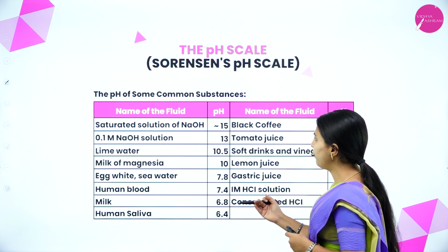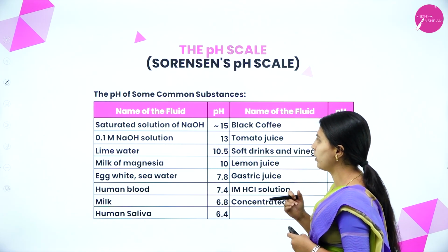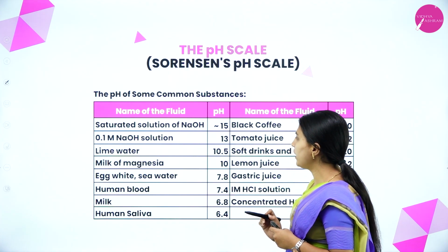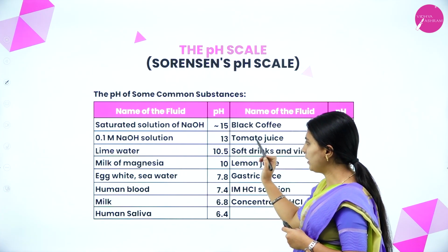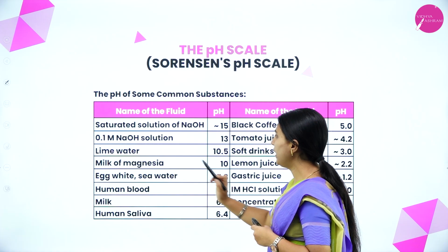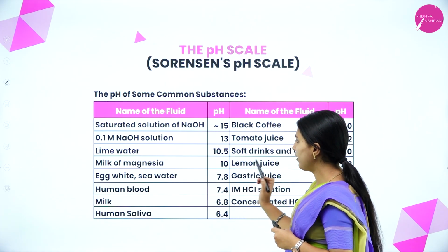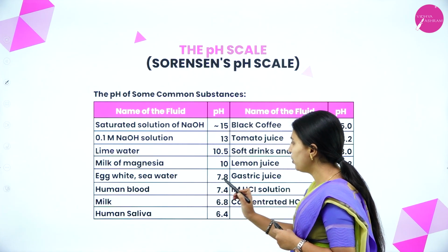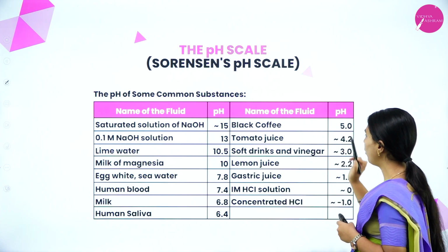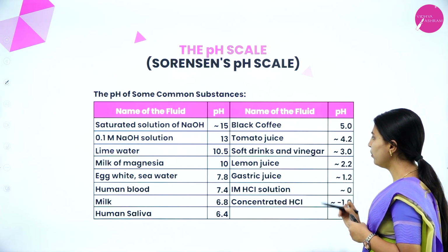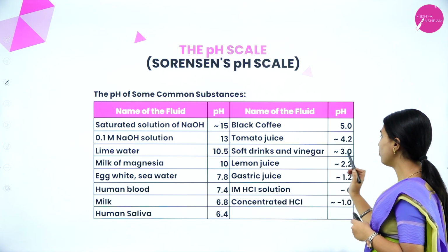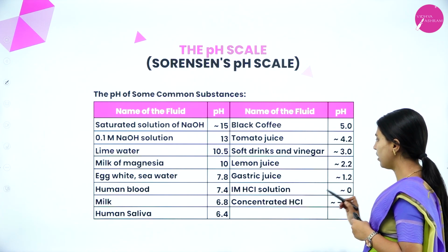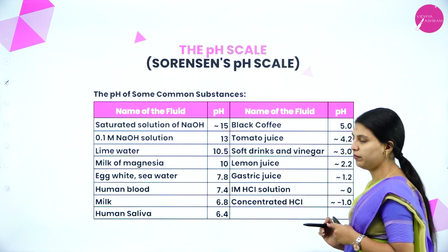Next, name of the fluid and its pH. Saturated solution of NaOH approximately 15, which means 0.1 molarity of sodium hydroxide solution will be 13. Lime water 10.5, milk of magnesia 10, egg white 7.8, sea water, human blood 7.4, milk 6.8, human saliva 6.4, black coffee 5, tomato juice 4.2, soft drinks and vinegar 3, lemon juice 2.2, gastric juice 1.2, 1 molar HCl solution 0, concentrated HCl 1.0.